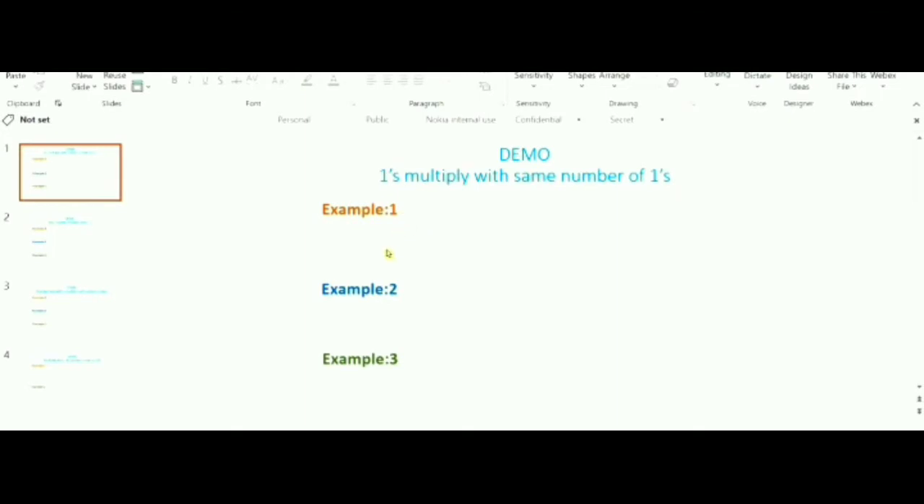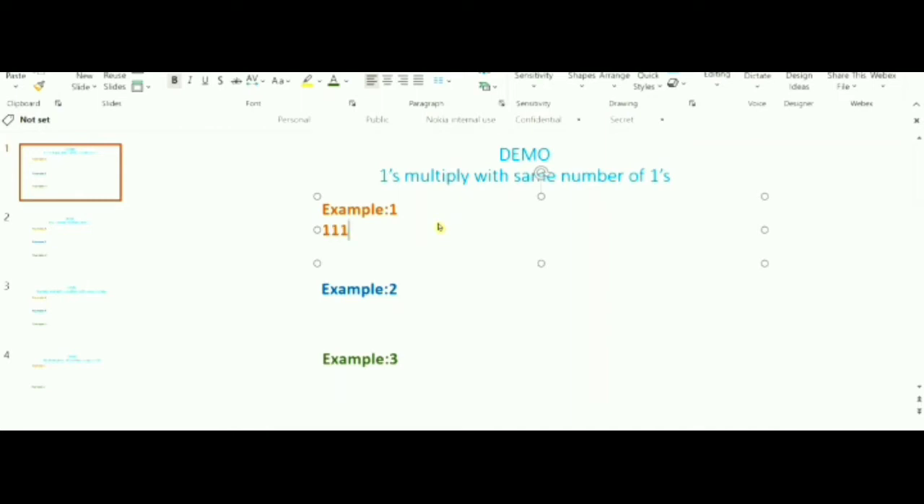So alright, let's start the demo. We will start from very basic things. The first one is ones multiplied with the same number of ones. Ones means a number made of ones, like 11. If it is 3 digits, that is 111. If it is 4, 1111. Let's see how to multiply them and how quickly we can get the answer. That should be our focus.